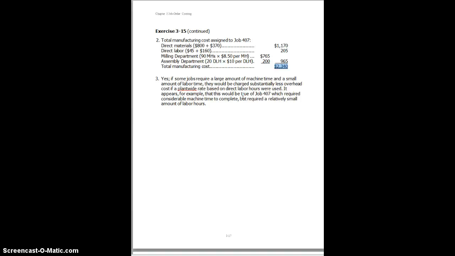the company used a plant-wide overhead rate based on direct labor hours instead of using departmental rates? They want us to explain. As you can see in the solution manual, obviously you'd expect some. When you use just one allocation factor, you're going to be painting the picture with a broader brush. Therefore, you're not going to be as specific, and therefore you're going to have a little bit of a difference.